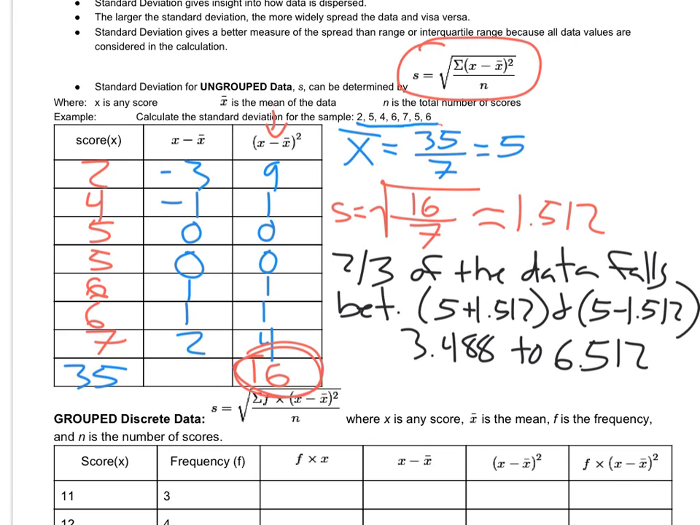I used a little s to represent standard deviation. Another abbreviation you'll see for standard deviation is a lowercase sigma, which looks kind of like that. So you're going to see a smaller s or a sigma to represent standard deviation depending on the particular example. They're kind of interchangeable. All right, so that's ungrouped data, just raw numbers.